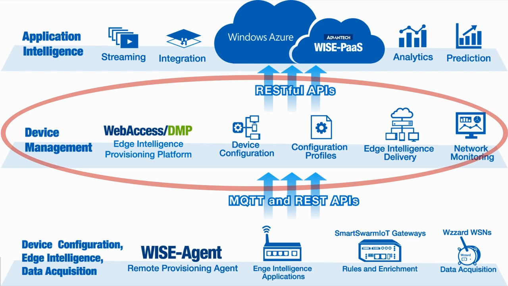In that software, we can do device configuration for the routers and gateways and sensor nodes at the edge of the network. We can also create configuration profiles, which allows us to deploy the same configuration to large quantities of devices and routers, gateways, wireless nodes at the edge. So effectively, this is an edge intelligence delivery system. What that really means is we can also deploy applications, user modules and such to our routers and gateways. And the last thing that WebAccess DMP offers is monitoring, so status monitoring of those devices at the network edge.